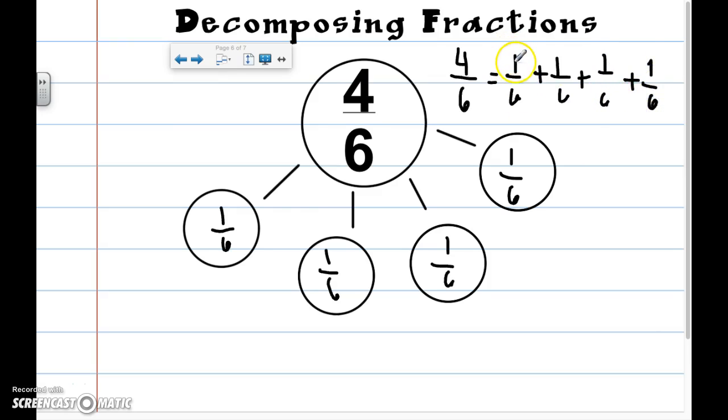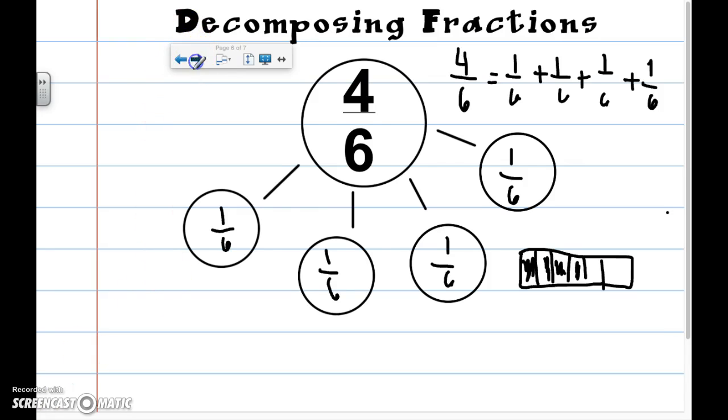So I know that I have 4 of these. If I were looking at a strip diagram of 4/6, I'd break this into 6 pieces. And I would shade in 1, 2, 3, 4 individual pieces. So each one of these pieces is 1/6.